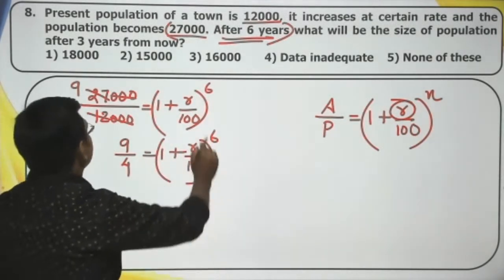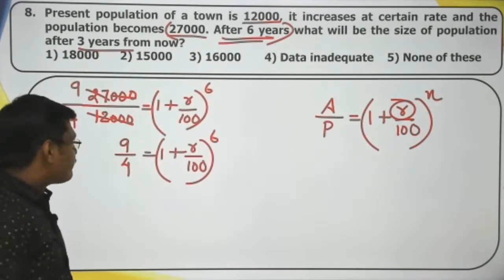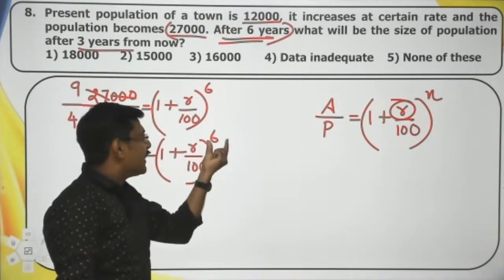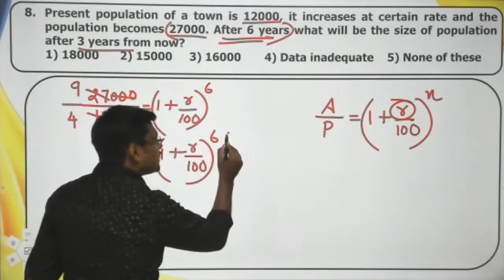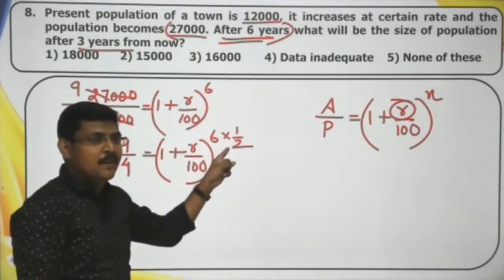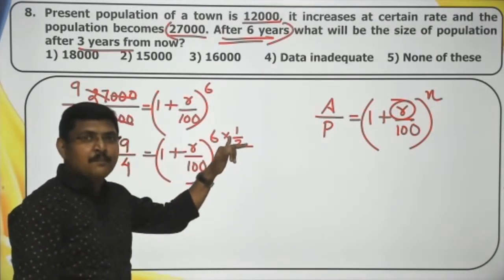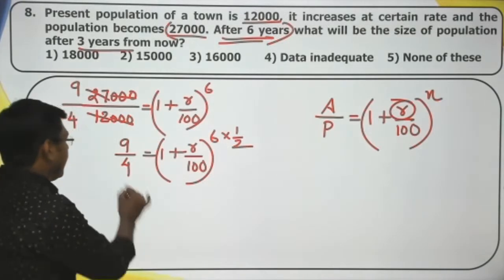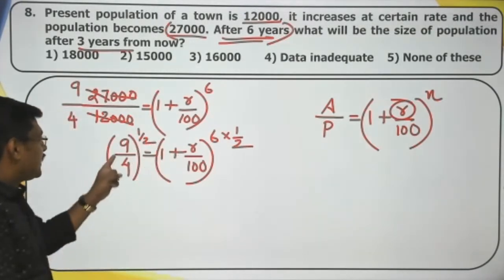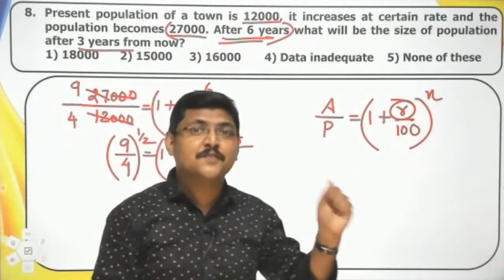And we require the population after 3 years. After 3 years means instead of 6 here we require 3. In order to make this 3, it is very easy, right? Just multiply this with 1 by 2. When we multiply the power with 1 by 2, then 6 into 1 by 2 is 3. Since on the right hand side we multiply the power with 1 by 2, on the left hand side also we should multiply it with 1 by 2. We know that something raised to 1 by 2 is the square root, because square root of 5 we can write as 5 raised to 1 by 2.